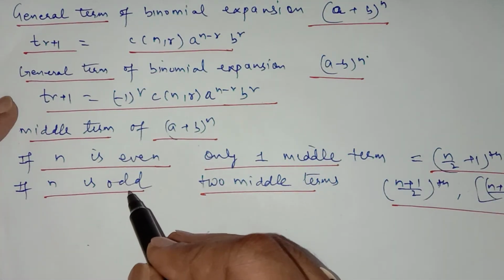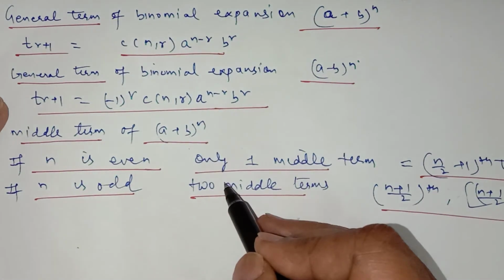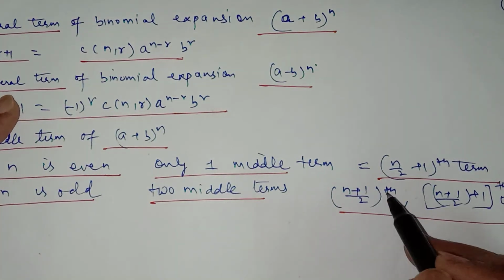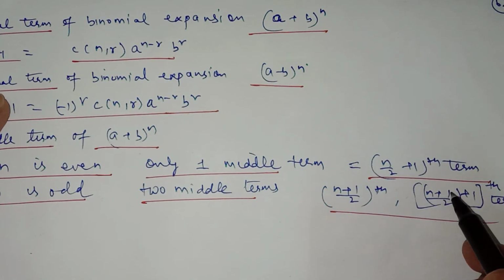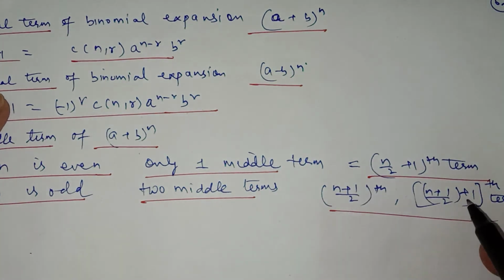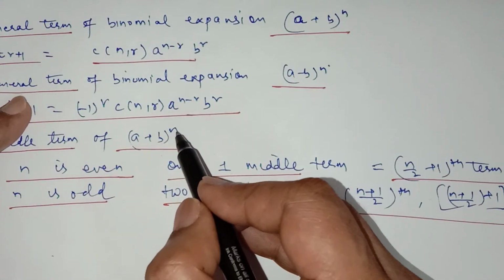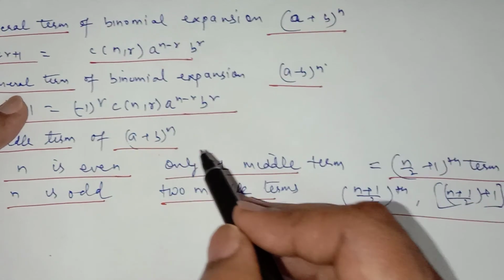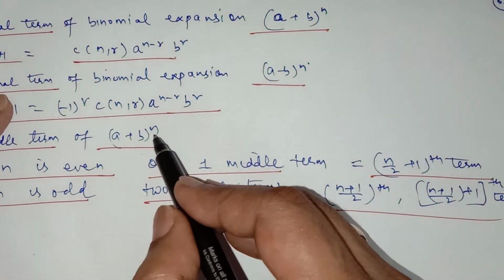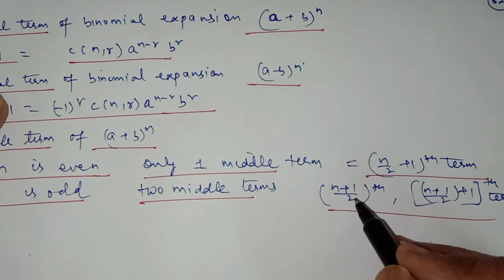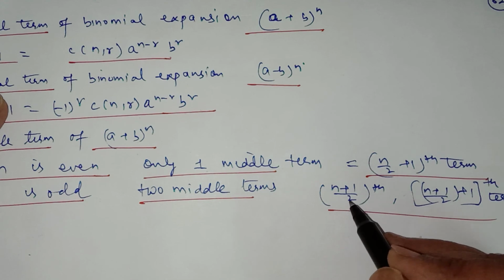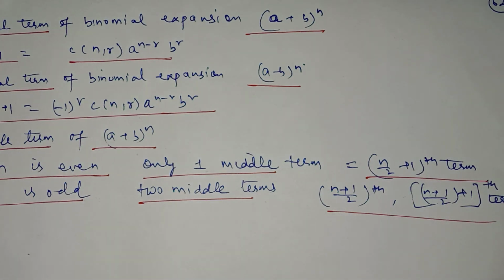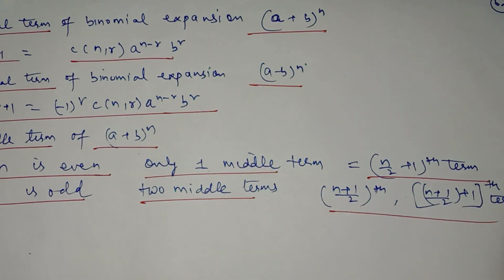Now if n is odd, it means the power is odd, then there will be two middle terms and it will be obtained by n plus 1 upon 2 th term, and the second middle term will be n plus 1 upon 2, add 1 to this, that is plus 1. Suppose we have the power 5, so the number of terms will be 6. So in this power 5, the two middle terms will be 5 plus 1 upon 2, that is third, and the fourth. Third and fourth will be the middle terms of that binomial expansion when the power is odd.